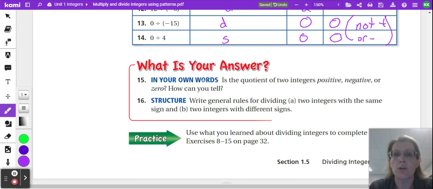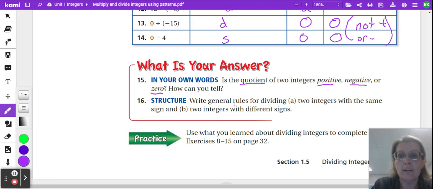So number 15, in your own words, is the quotient. That means you divide. How do you know if the quotient of two integers is positive? How do you know if it's negative? And then how do you know if it's zero? So how can you tell if it's going to be a positive, a negative, or a zero? Make sure that you label when you're typing in your answers. You tell me the positive and negative and zero so I know which one you're talking about.